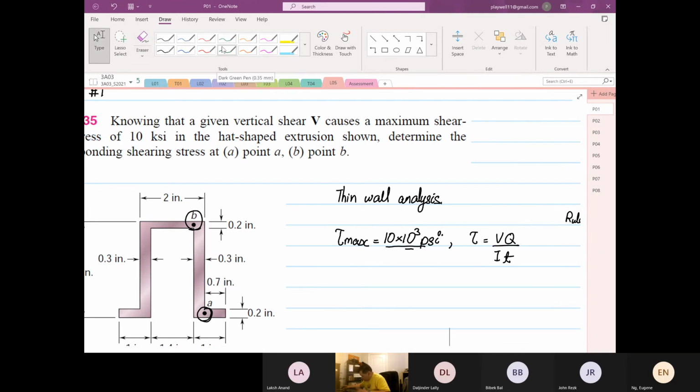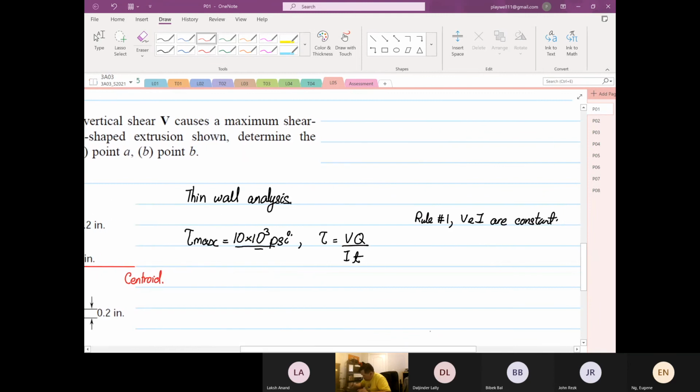So I'm going to draw the position of our centroid. This is the position of the centroid. Remember the other rule, rule number 2: the datum is at the centroid.